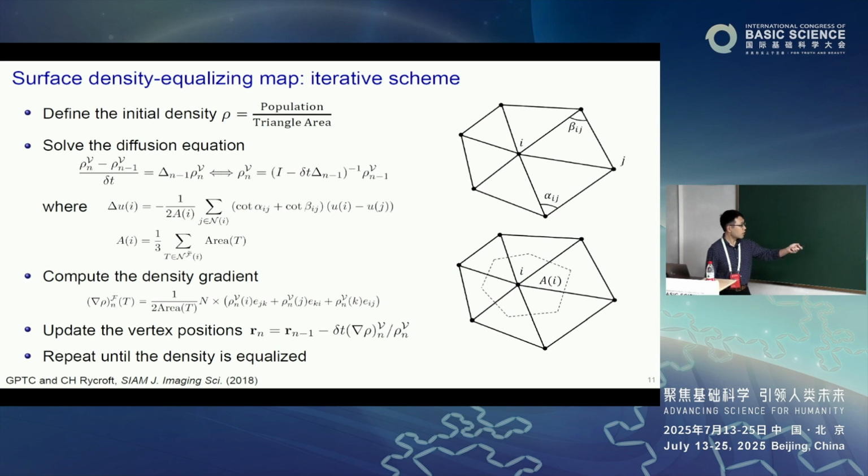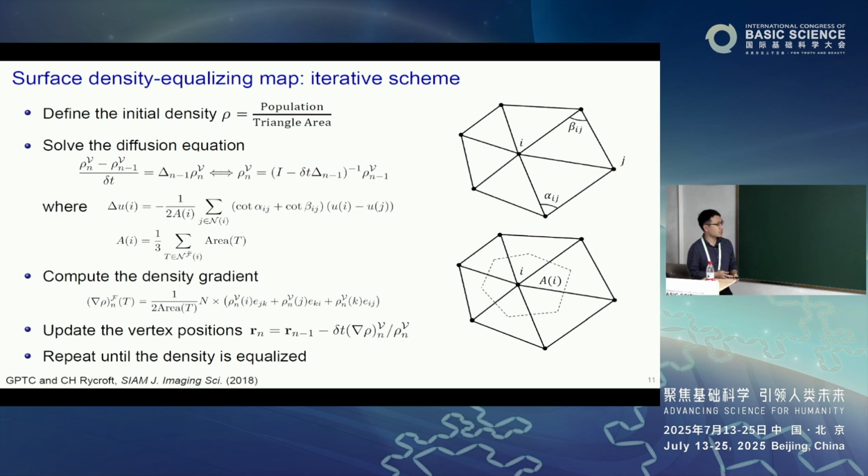So first of all, we can just define the initial density rho to be population divided by the triangle area. So this is basically a discrete version of the density. And the population here is basically any quantity that we want to prescribe. So in the case of geographical maps, you can prescribe incomes, you can prescribe populations, and so on. And here we just call this kind of quantity population.